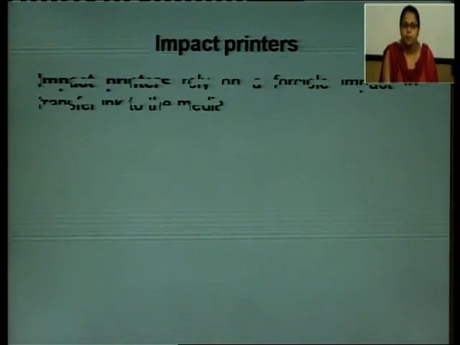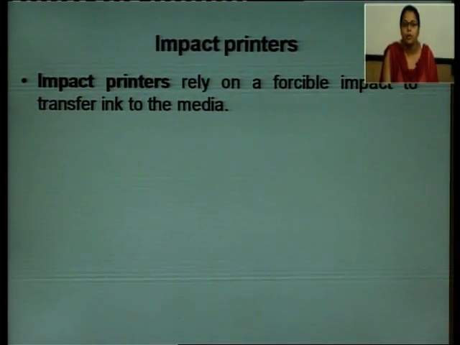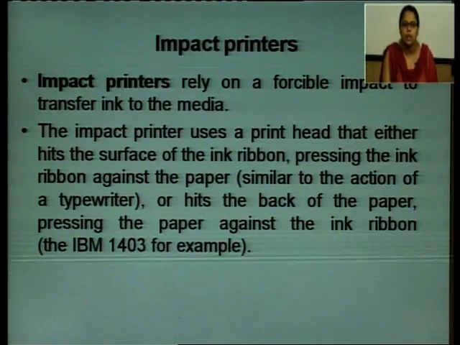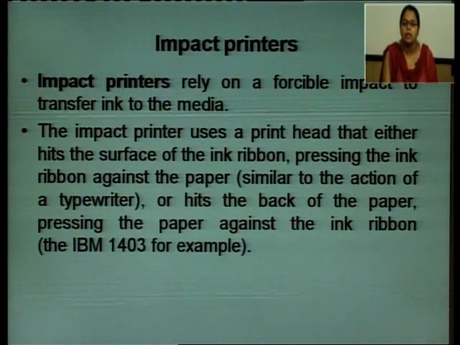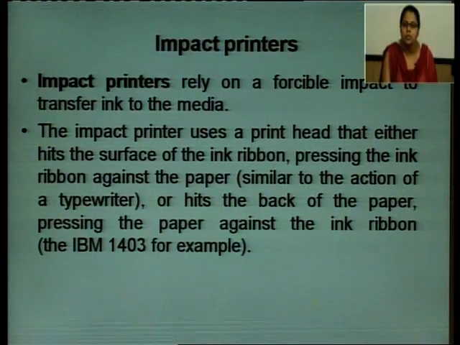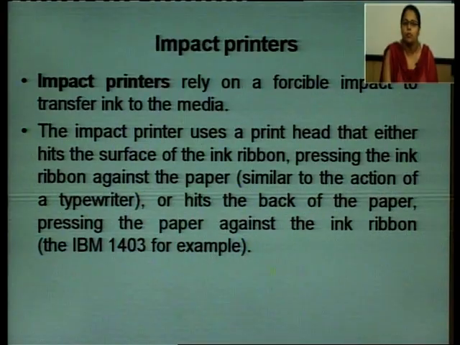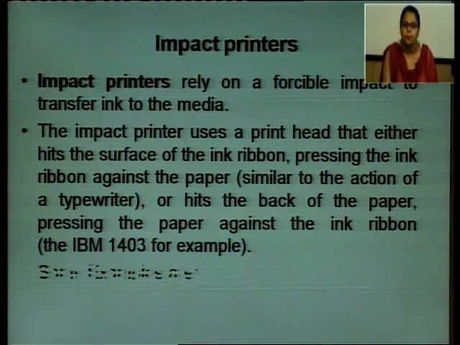Impact printers rely on a forcible impact to transfer ink to the media. They use a print head that either hits the surface of the ink ribbon, pressing the ink ribbon against the paper, which is similar to the action of a typewriter, or hits the back of the paper, pressing the paper against the ink ribbon. An example of such an impact printer is the IBM 1403.